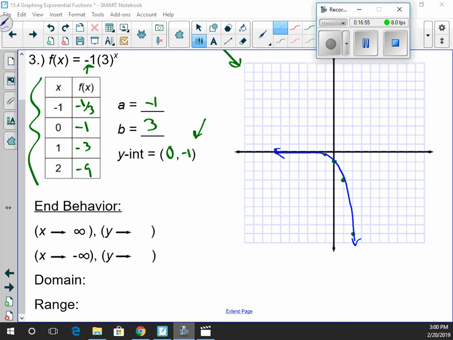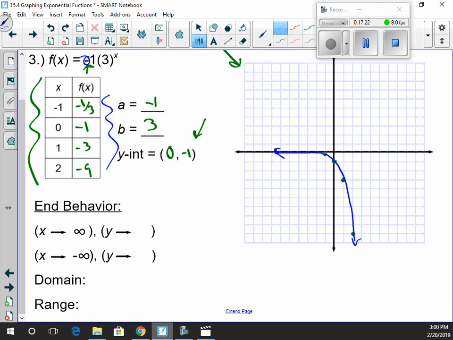Okay, hopefully you had enough time to complete your table and your graph. Let's go ahead and talk about our values. So take a look. These are the table values you should have gotten: -1/3, -1, -3, -9. Notice that every value here is negative. That comes from the fact that we are multiplying by a negative value. Our a value is negative, so everything that comes out of this ends up being negative.